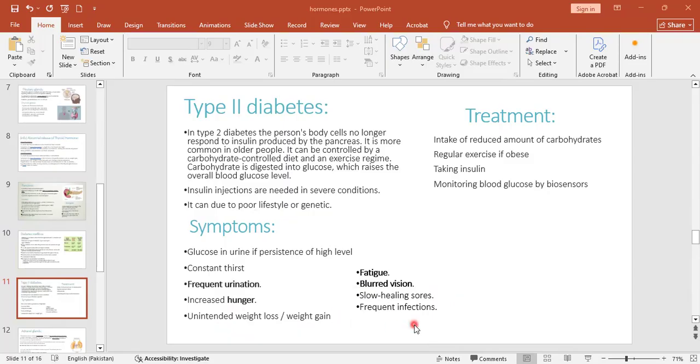And frequent infections, how can I treat them? By intake of a reduced amount of carbohydrate, regularly exercising, taking insulin, monitoring the blood glucose with biosensors, and taking a good amount of fibers and protein. It can help in the treatment of diabetes. This is about diabetes.